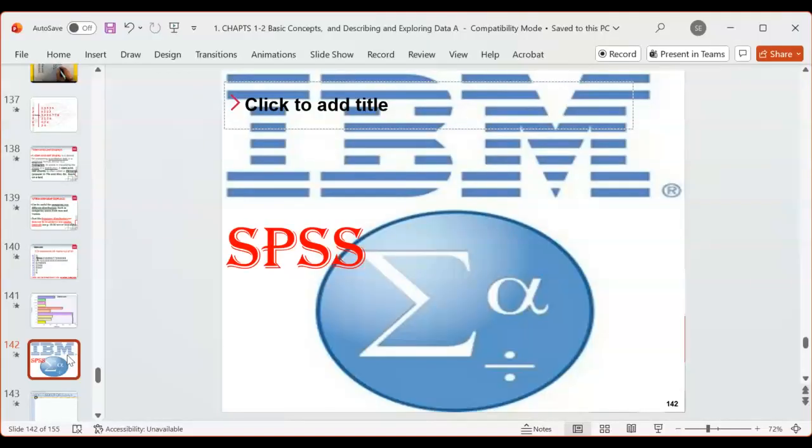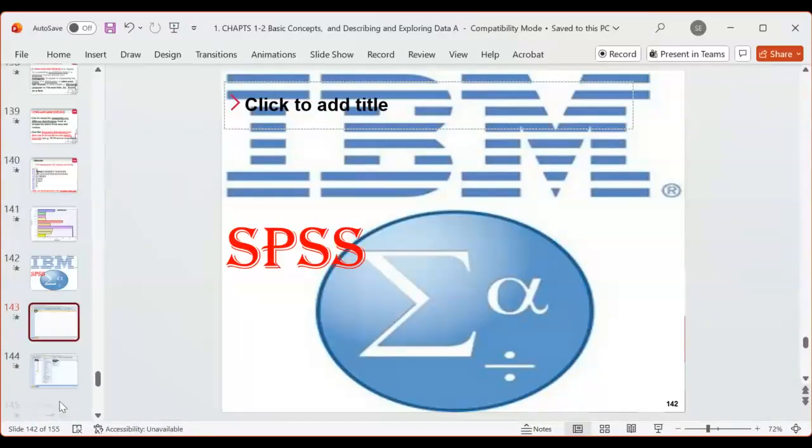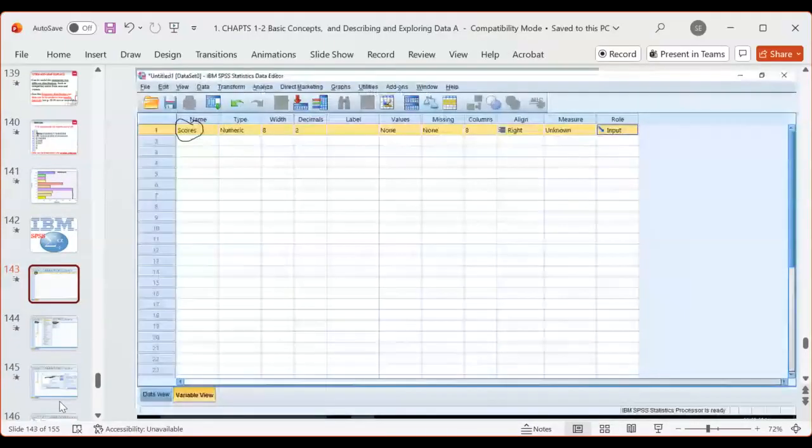Once you have it, you'll see something like this. This is the older version. I think 28 or 29 is out. This is the symbol for IBM SPSS. You click on it and it opens up. There may be extra windows. Just close all those windows.